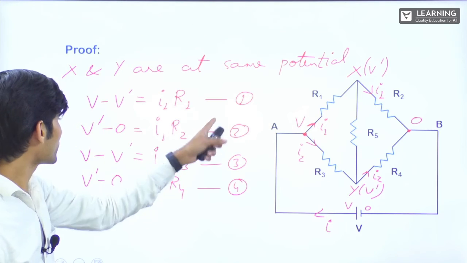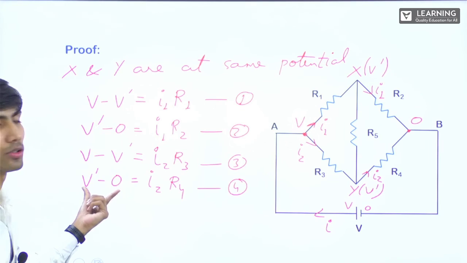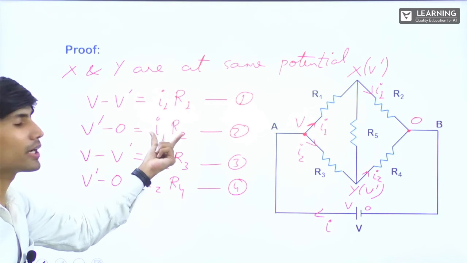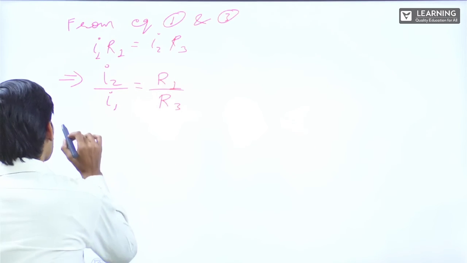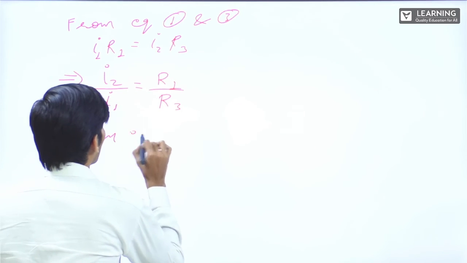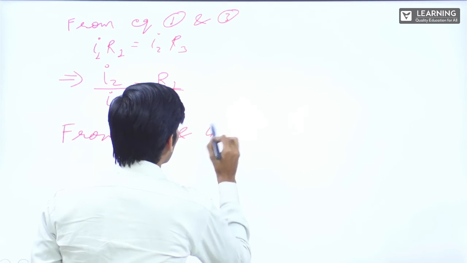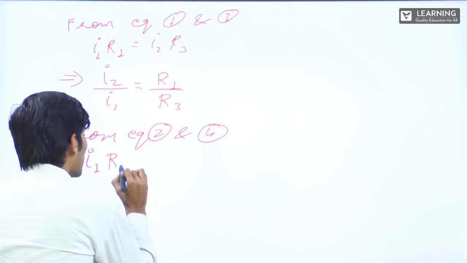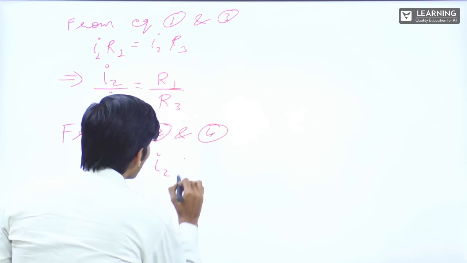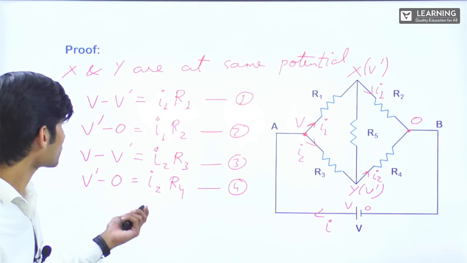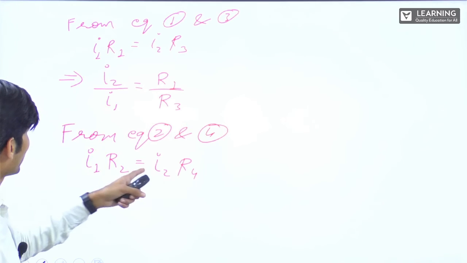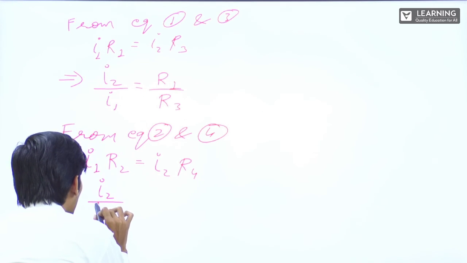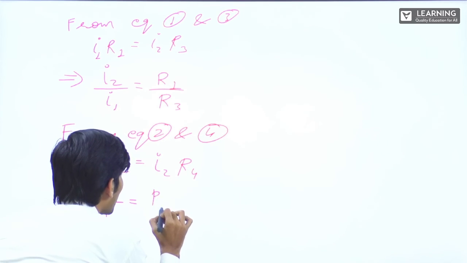Now from equations 2 and 4, this is V dash minus 0, this is also V dash minus 0, so both are the same. I1 R2 is equal to I2 R4. So from equations 2 and 4, I1 R2 is equal to I2 R4. Correct? Again, if I take I2 by I1, I2 by I1 is equal to R2 by R4.